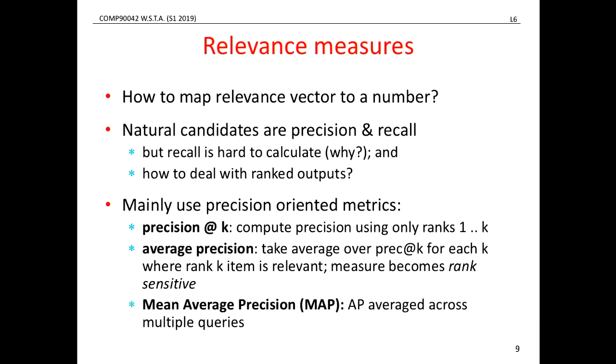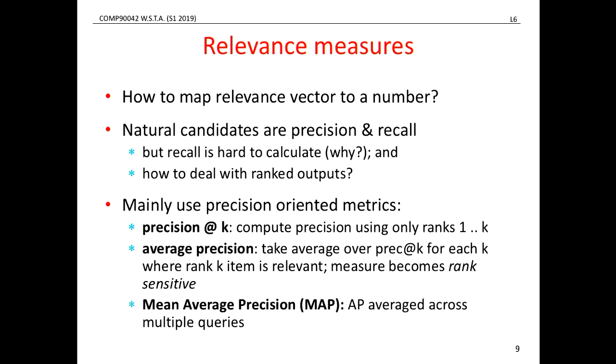Okay. So we have to map these to a number. That's what our metric's going to do. Natural candidates that you've seen before are things like precision and recall. Now, bear in mind that these ranked lists may be quite long. We may have top 100, we may have top 1,000, we may only have top 1 or top 10.